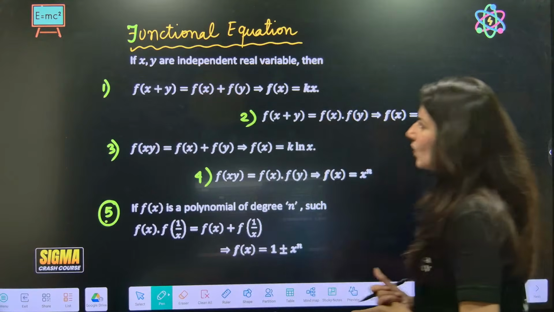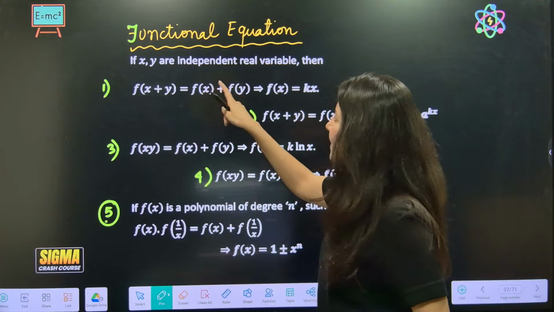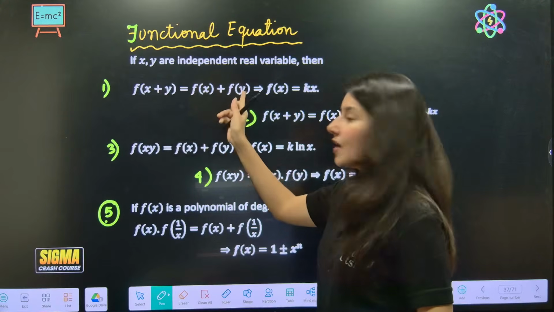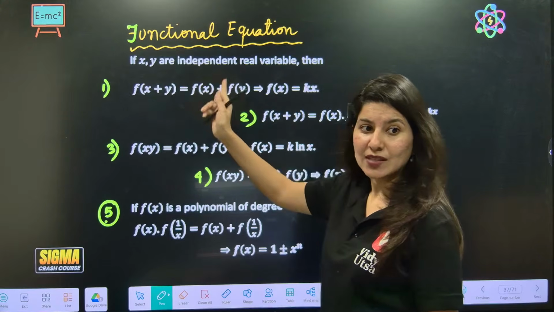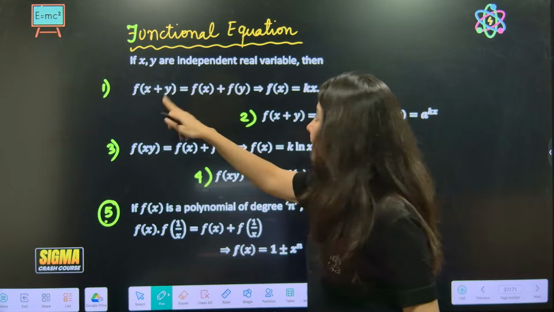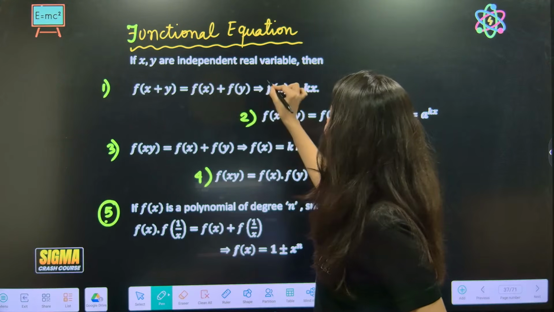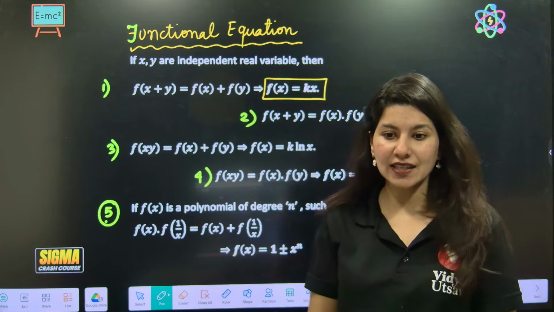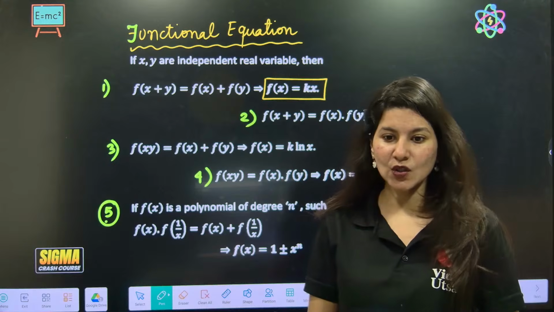What is the first equation? See, f of x plus y is equal to f of x plus f of y. Sum to sum. Sum to sum. If at all this kind of equation is given, clearly f of x is equal to kx is your solution.